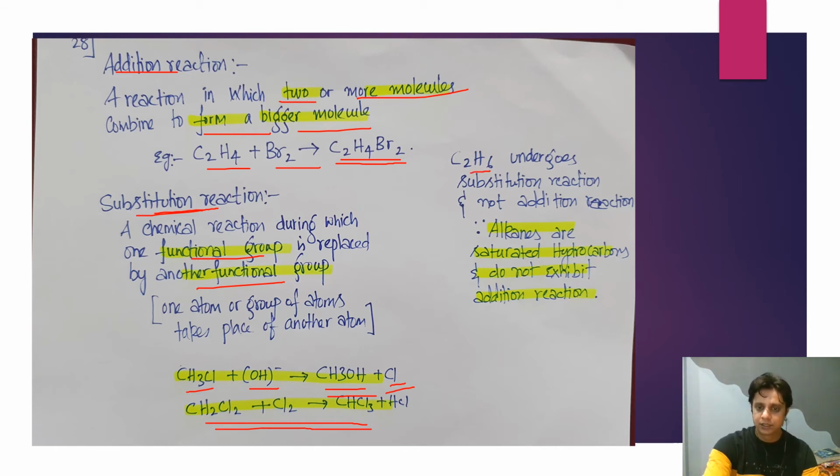Next, they're asking us why C2H6 undergoes substitution reaction and not addition reaction. Why? C2H6 is basically an alkane, and property of alkanes is they do not exhibit addition reaction.